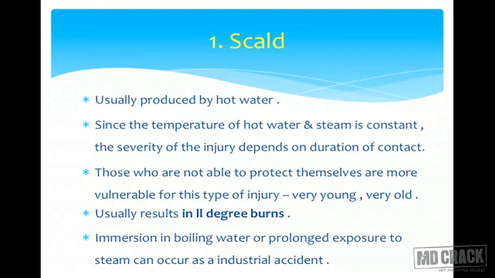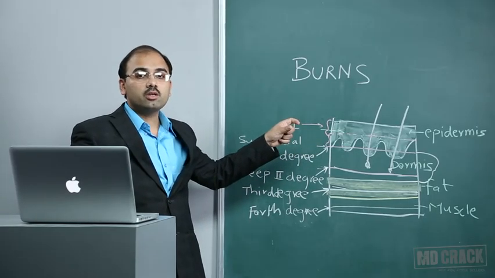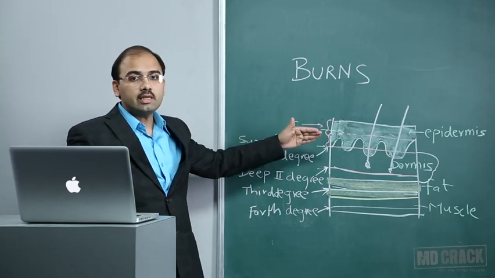Now we'll see scalds. They are produced by hot water. Since the temperature of hot water and steam is constant, the severity of injury depends on duration of contact. Those who are not able to protect themselves are more vulnerable, so very young and very old are mainly affected. They usually result in second degree burns. Immersion in boiling water or prolonged exposure to steam can occur as industrial accident. So scalds are generally second degree superficial burns. So there will be blistering. So you may be asked a question, in which of the following degree burns blister is common? So they are in second degree.